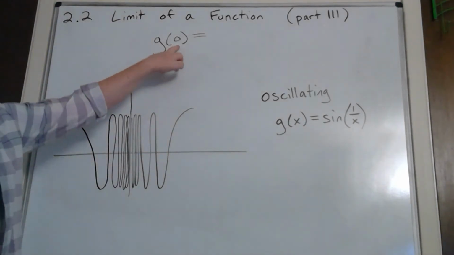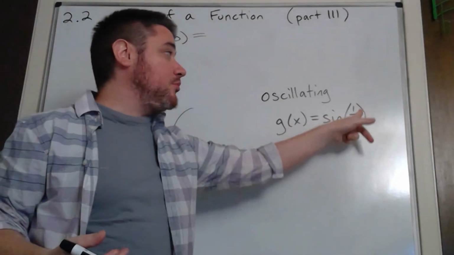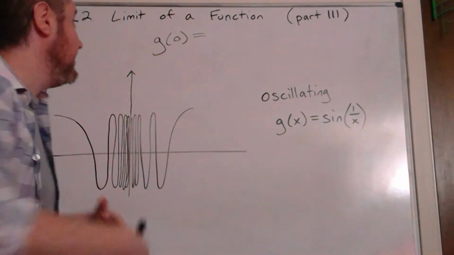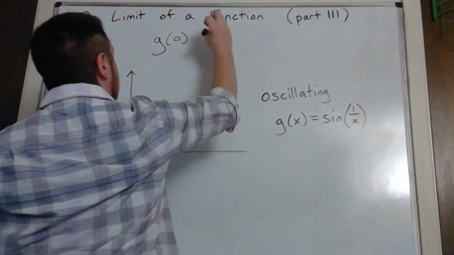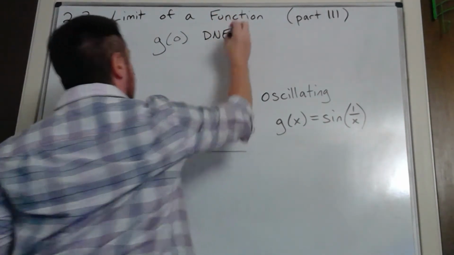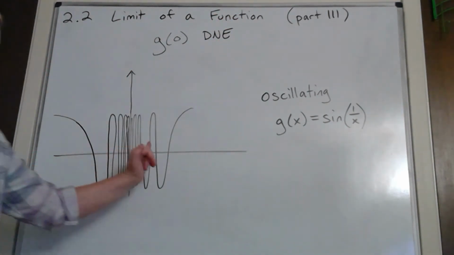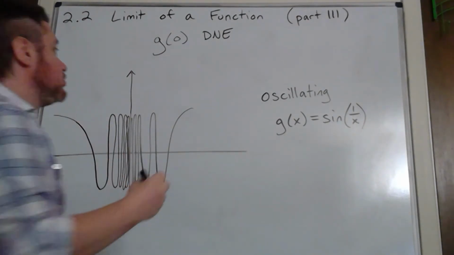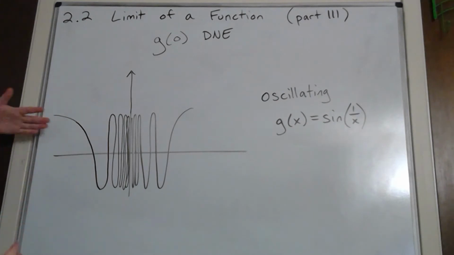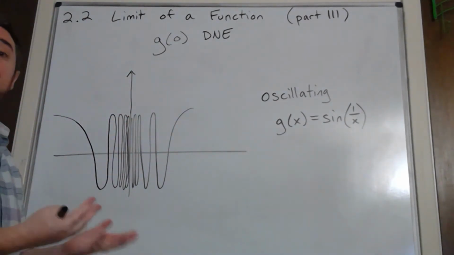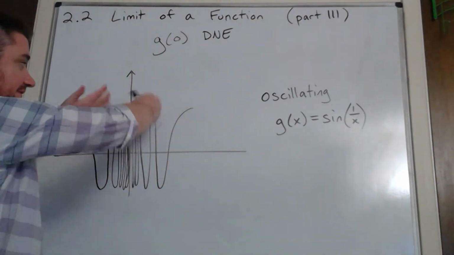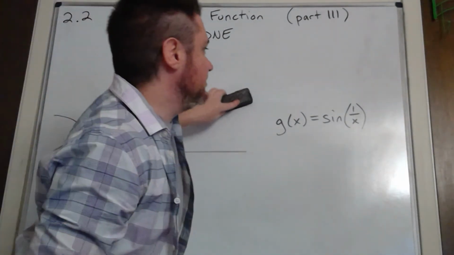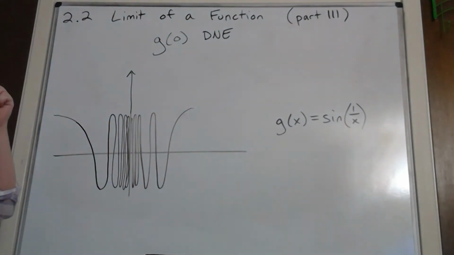But G of 0, how do I know that doesn't exist? Because G of 0 would be sine of 1 over 0, and that input doesn't exist even into the sine. So here we've got a DNE situation. Okay, so there is no y-intercept to this function. Can I talk about the limit? So it seems like from the left and the right, the functions are doing the same thing, right? They have that bouncy behavior from both sides. So I don't know that we really have to worry about the discrepancy between left and right.